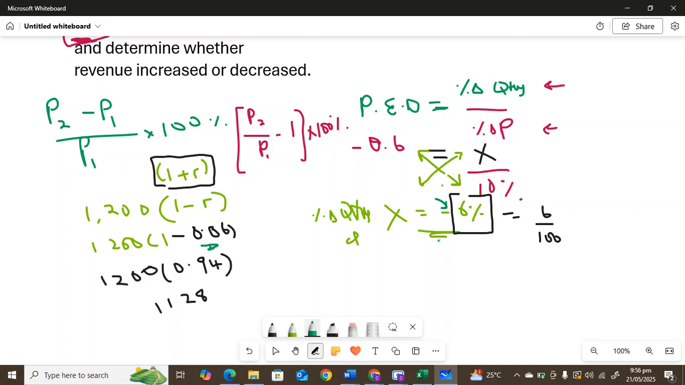As I said, don't put the negative again. Because when you put the negative and you make this positive, what you're implying now is that it's a percent increment. Okay? Any other questions? This is the new quantity. Quantity 2, 1,128. Are we all getting it?